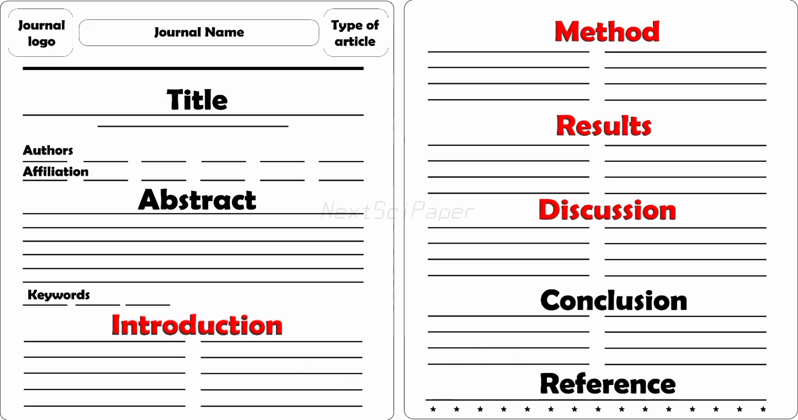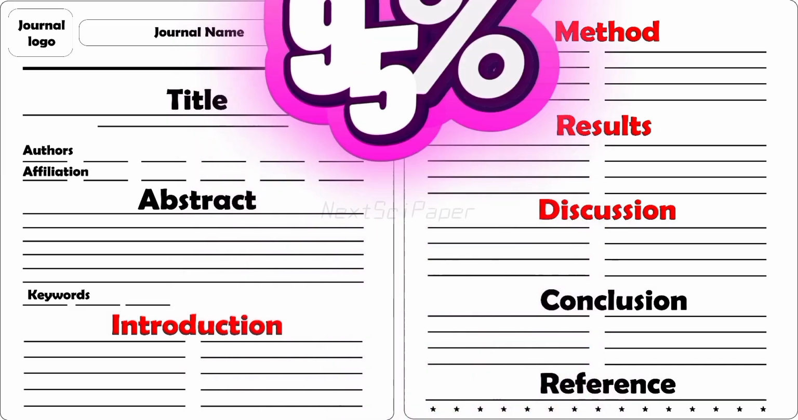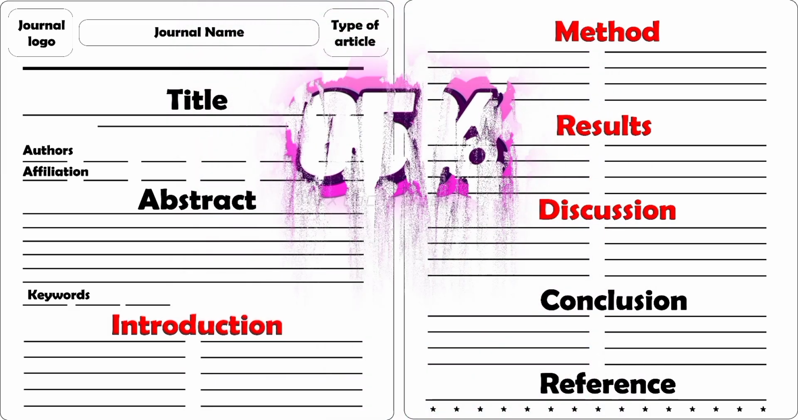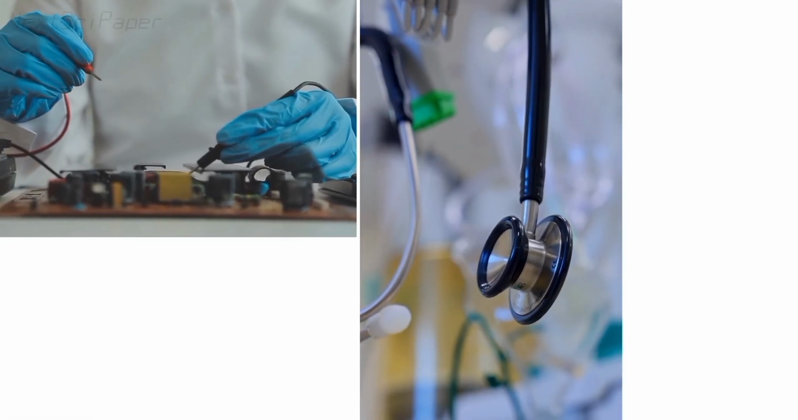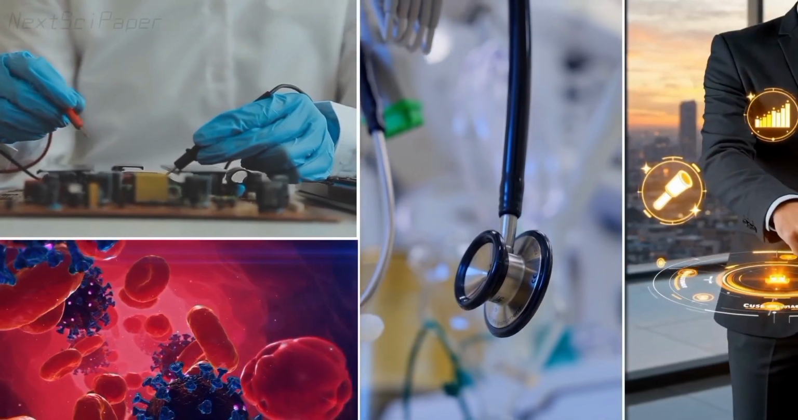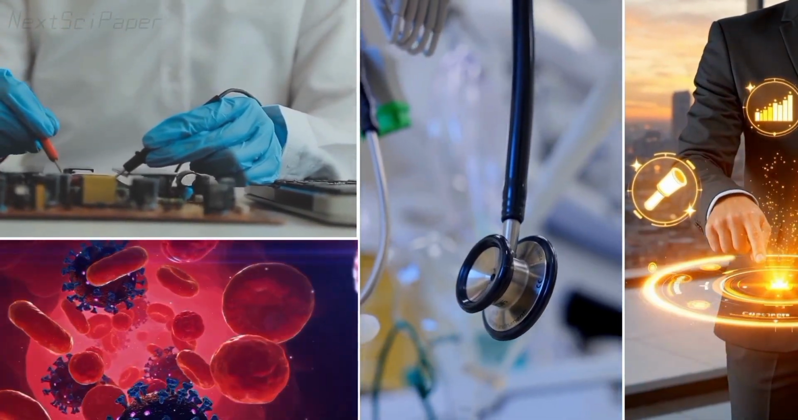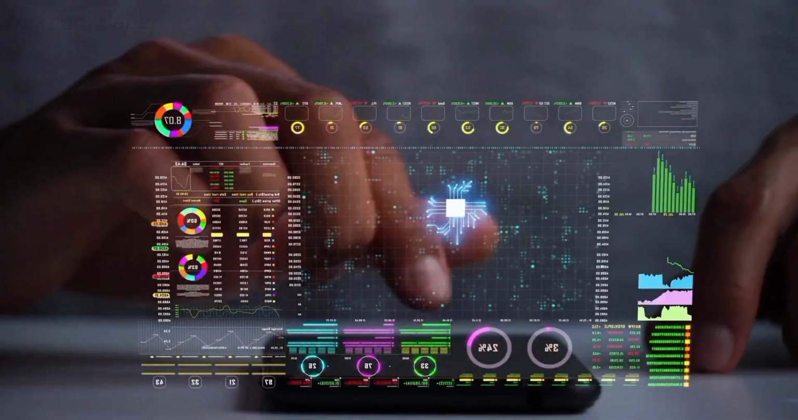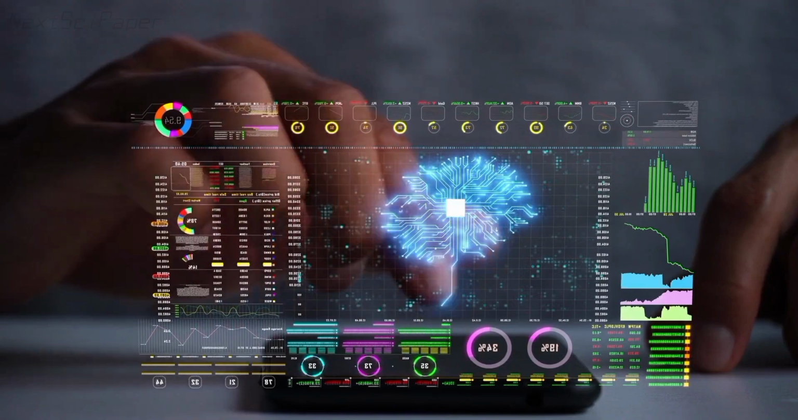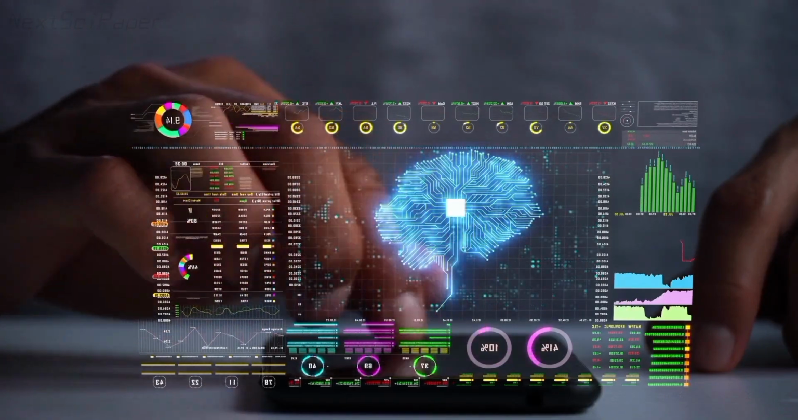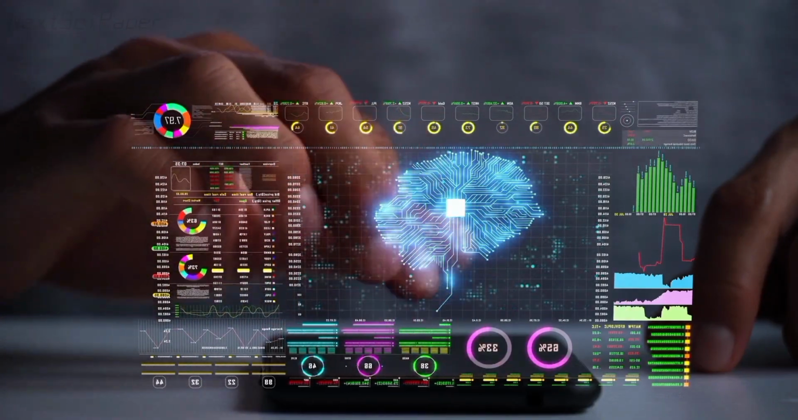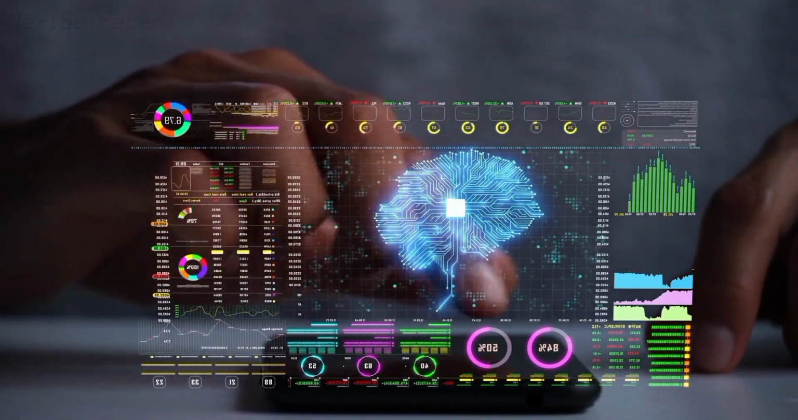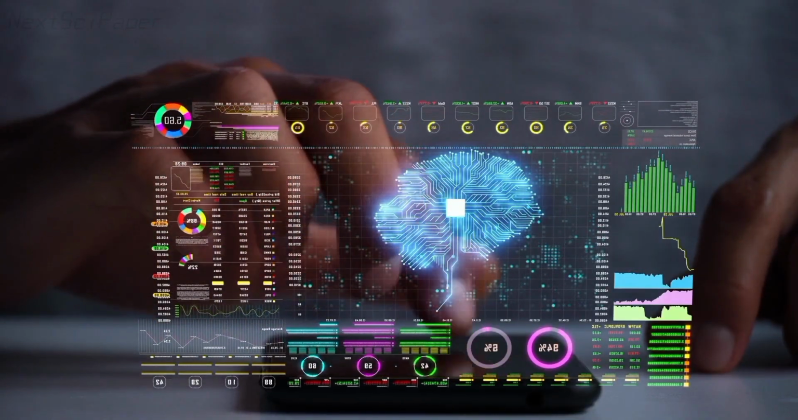The truth is that the IMRaD structure is almost the universal language of scientific articles. More than 95% of academic fields use this format, from engineering and medicine to cellular and molecular biology, management, and the humanities. The reason is simple. This structure functions like a shared map. Everyone knows where to begin, what to expect in the middle, and what should come at the end. Scientific journals also expect this exact order so they can review and publish articles more efficiently.